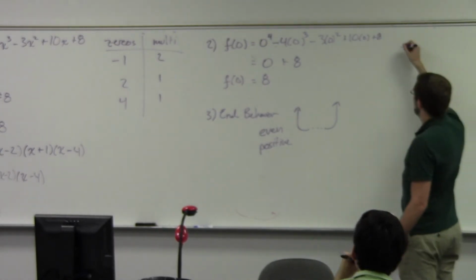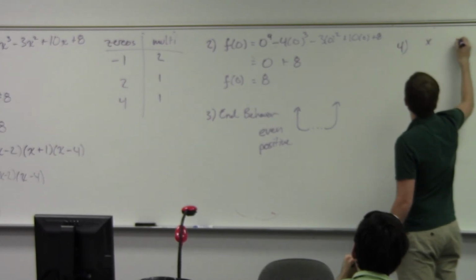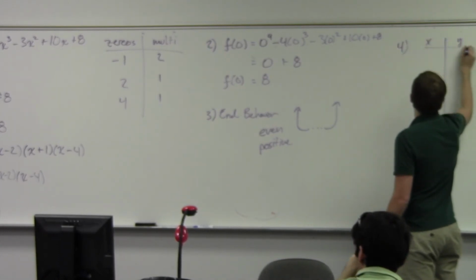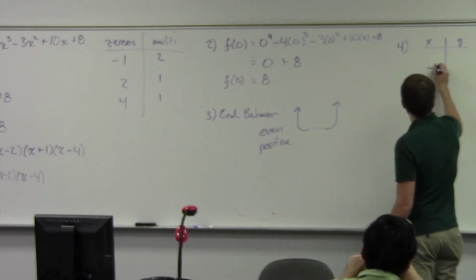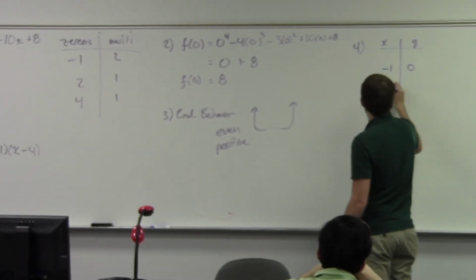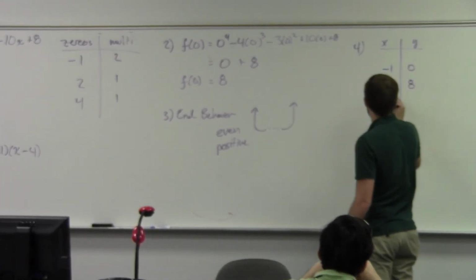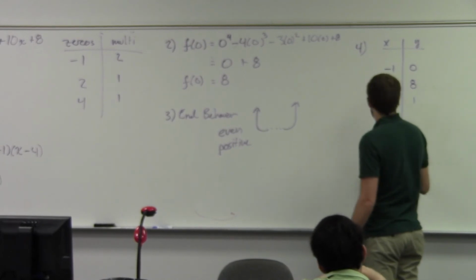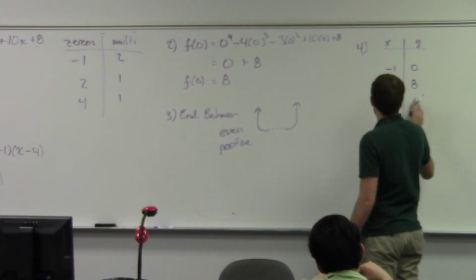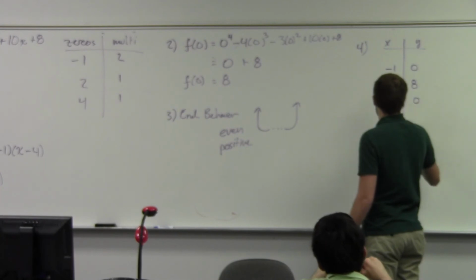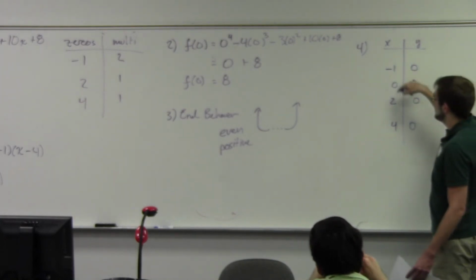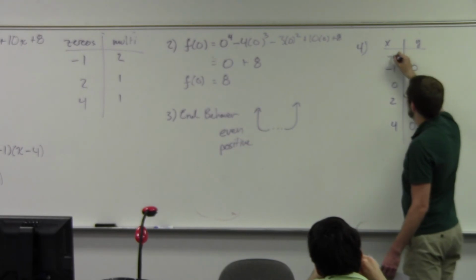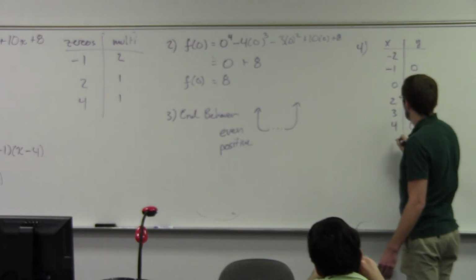Okay, final step. Let's plot some more points. All right, so far the points I have are negative 1, 0. I have 0, 8. I have 2, 0 and 4, 0. I don't know why I said 1, I looked at the multiplicity. So I need to pick points around. I already have a 0 in between negative 1 and 2. So I need to pick something like negative 2 here, pick a 3 here, and a 5 here.